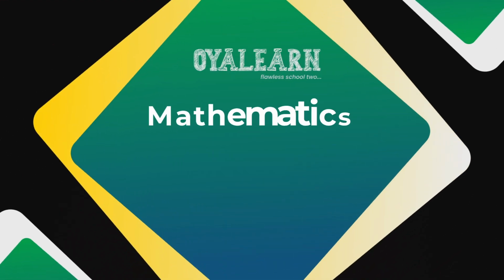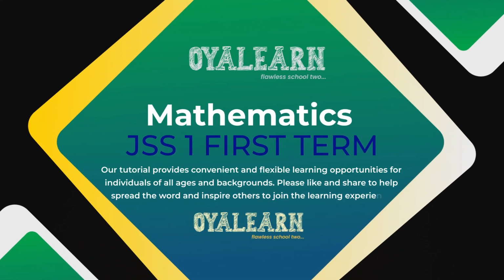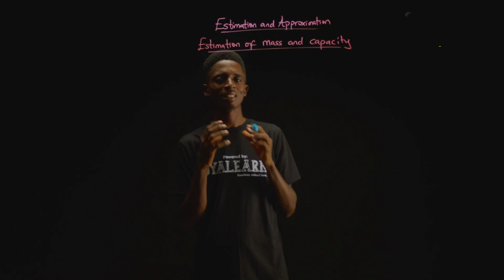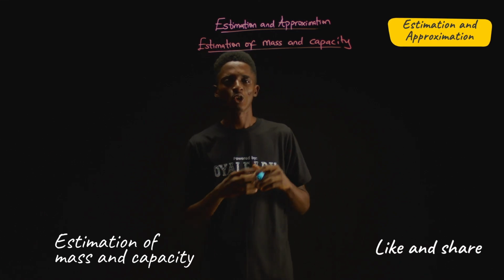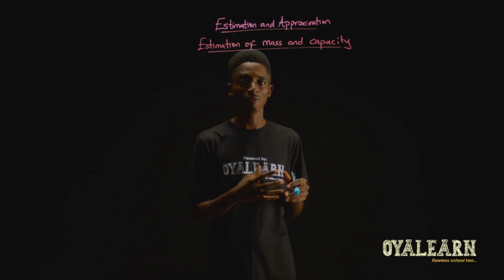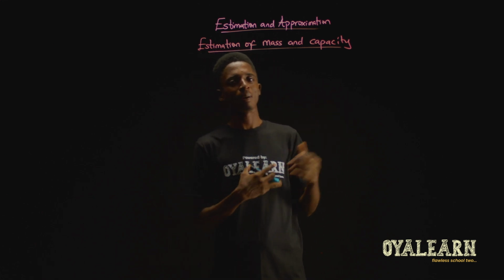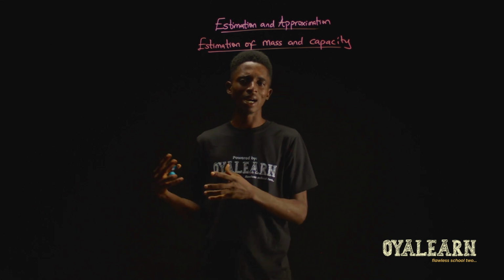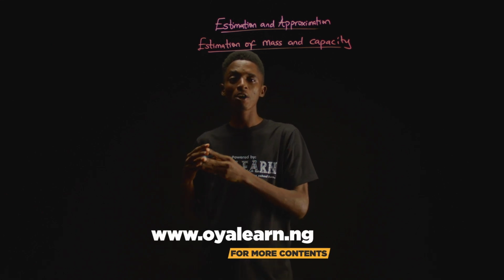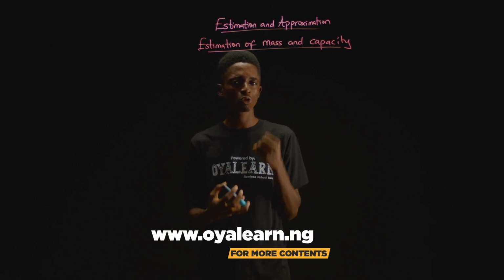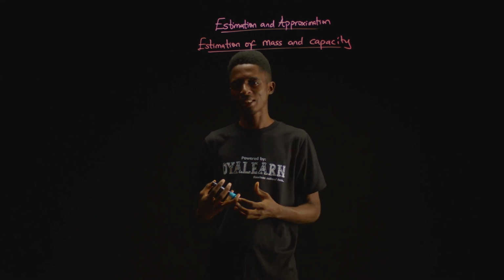Let us study the estimation of mass and capacity. Before we are able to estimate the mass of an object or the capacity of a vessel, it is important that we understand the meaning of mass and capacity. Now, when we say mass, we are referring to the amount of stuff that makes up a material.